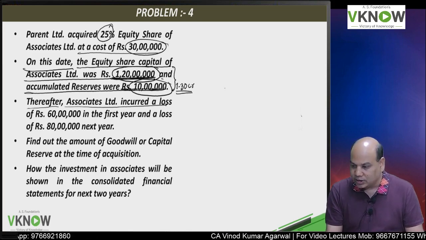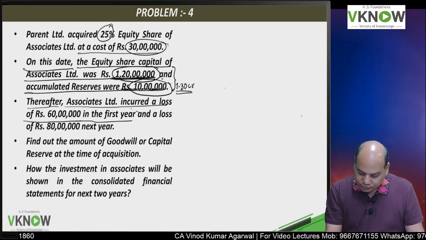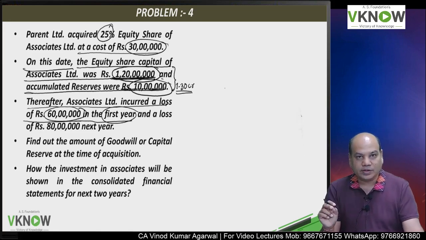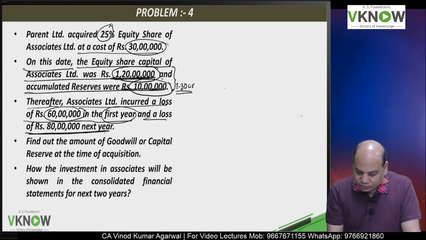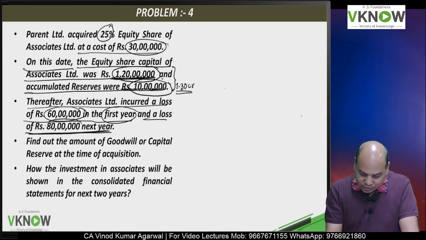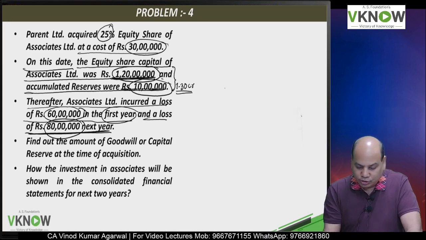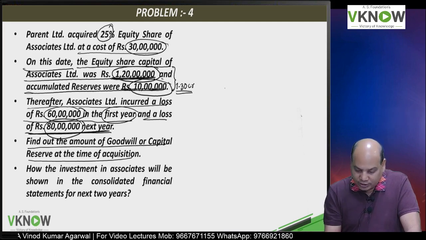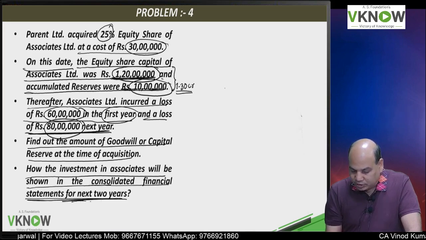Thereafter, Associate Limited incurred a loss of rupees 60 lakh in the first year. Calculate the share of loss of investor, reduce it from carrying amount of investment, and a loss of rupees 80 lakh next year. Similarly, calculate the share of loss in the second year, reduce it. Find out the amount of goodwill or capital reserve. How the investment in associate will be shown in the consolidated financial statement in the next 2 years.